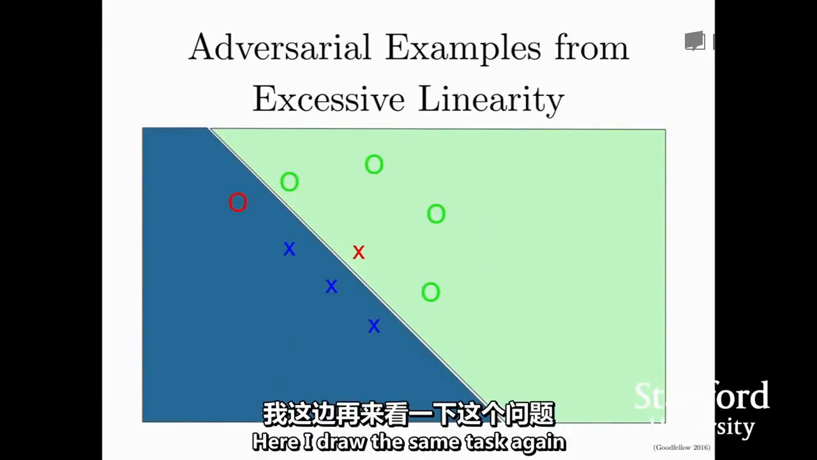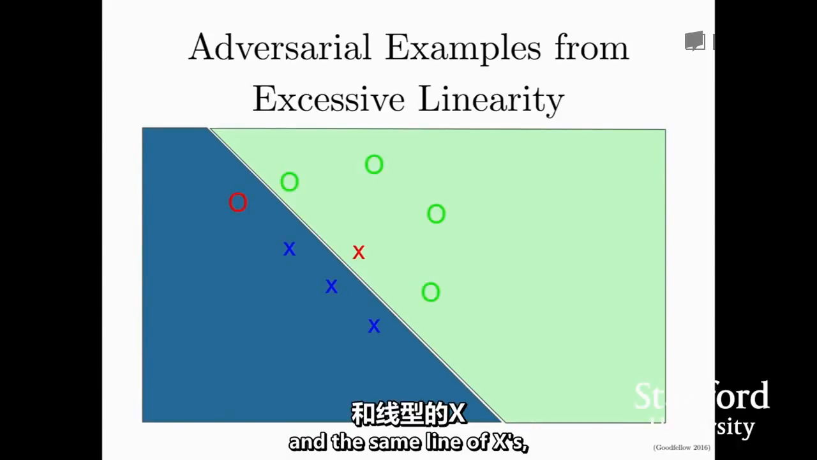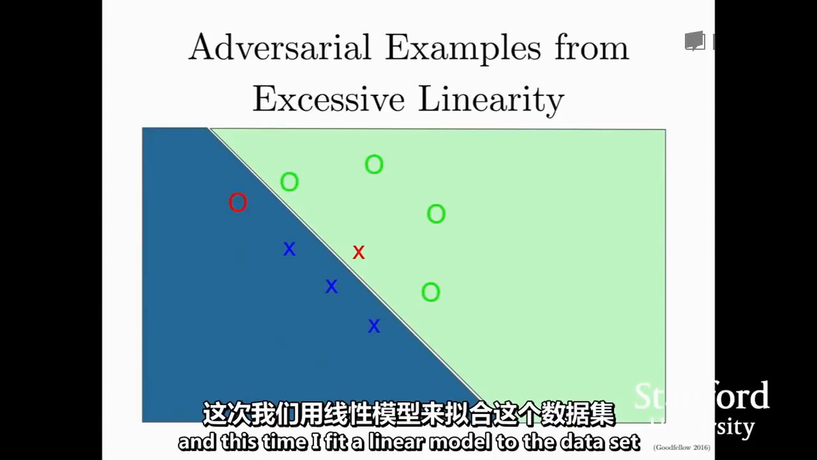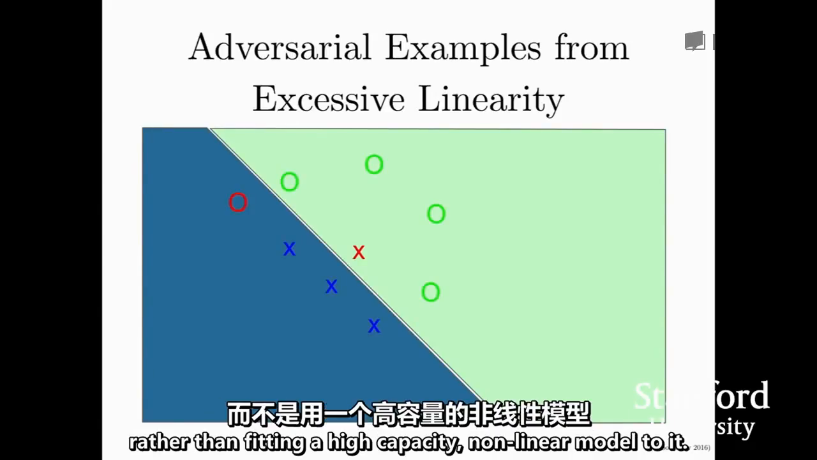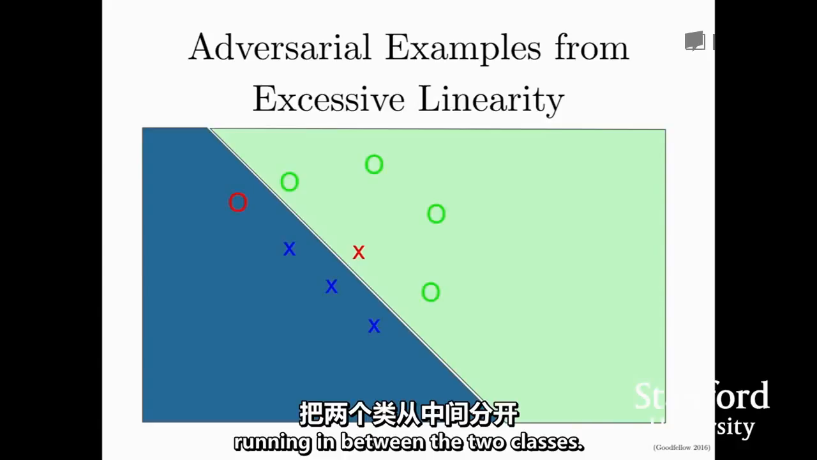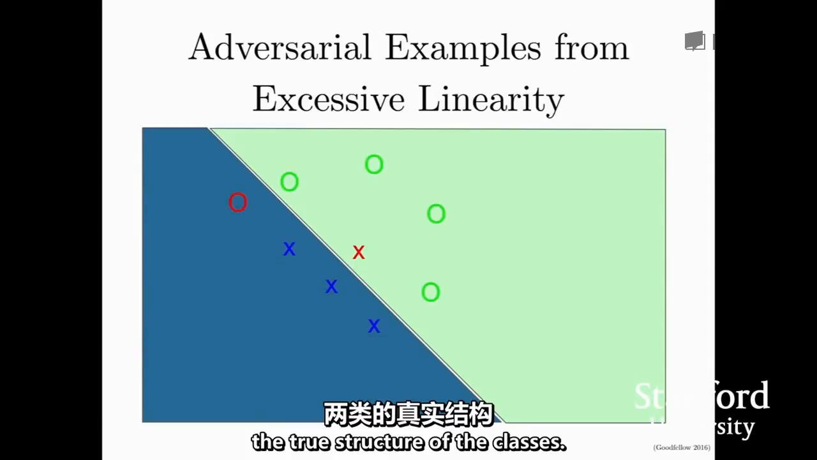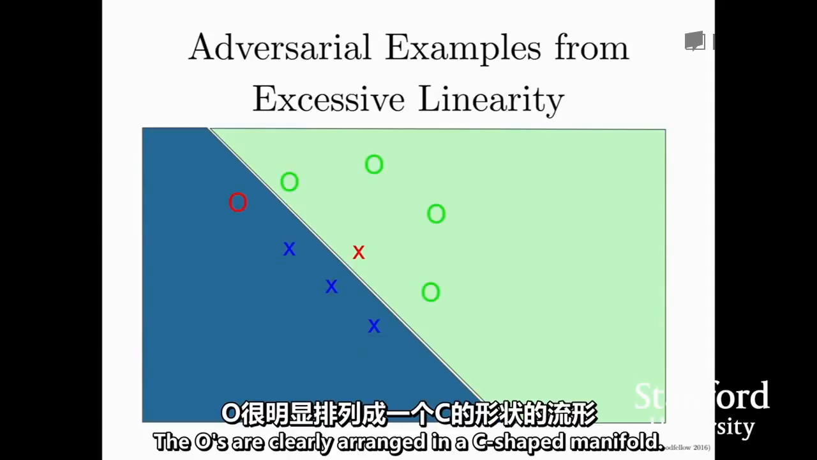Here I draw the same task again, where we have the same manifold of O's and the same line of X's. And this time I fit a linear model to the data set rather than fitting a high-capacity nonlinear model to it. We see that we get a dividing hyperplane running in between the two classes. But this hyperplane doesn't really capture the true structure of the classes. The O's are clearly arranged in a C-shaped manifold.